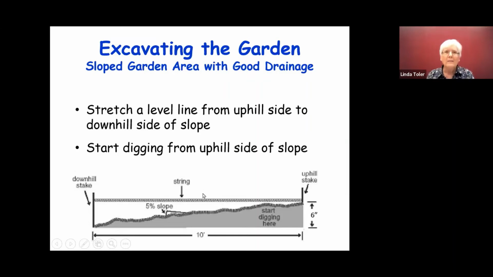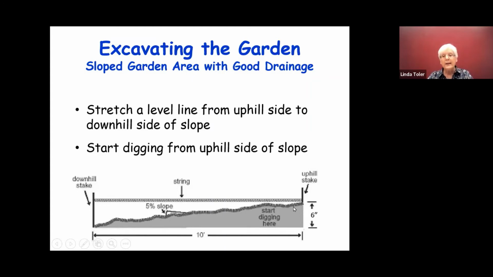Now, most of us have properties that slope gently away from our houses, just to keep water from running into our basements or crawl spaces. And if you want to put your rain garden on a sloped area, then you have to do just a little bit more work. What you want to do is place a stake at the uphill side of your garden shape and another stake on the downhill side of your garden shape, and stretch a level string between those two stakes. That's where that line level really comes in handy.